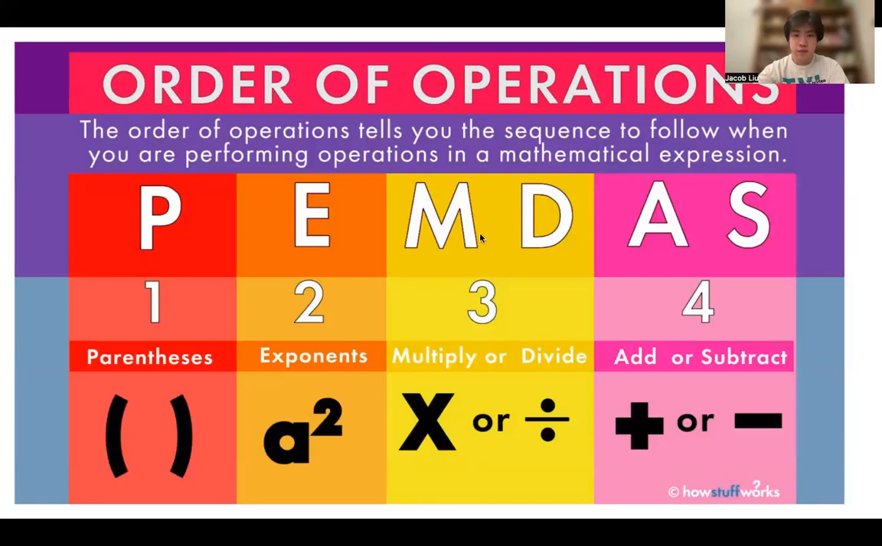Multiplication or division. So multiplication and division are on the same level. This means that you do not multiply before dividing. You multiply and divide from left to right. So whichever comes first, you do that first. Same for add and subtract, from left to right. So whichever comes first, you do it first. So PEMDAS. Some people remember it as please excuse my dear Aunt Sally.